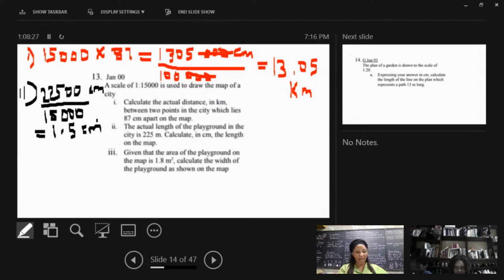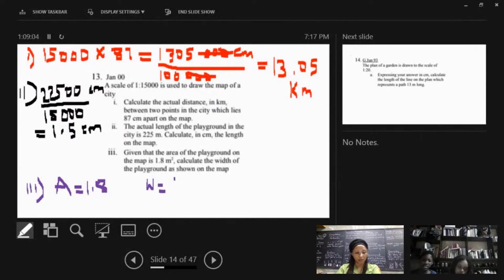All right, part iii. Given that the area of the playground on the map is 1.8 meters squared, calculate the width of the playground as shown. So you multiply length times width to find the area. They give us the area and they want the width, and we just found the length.